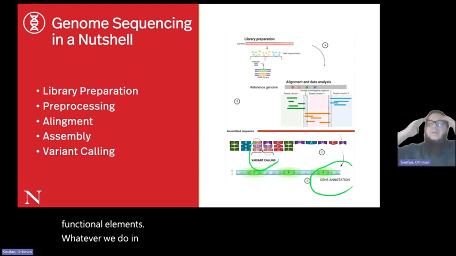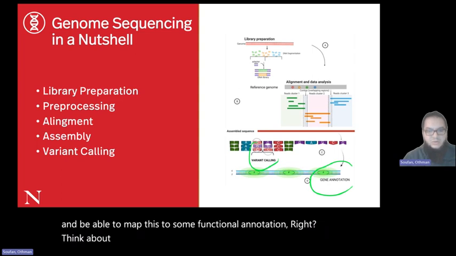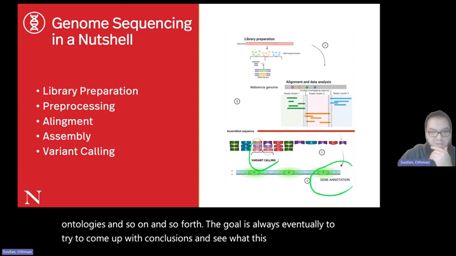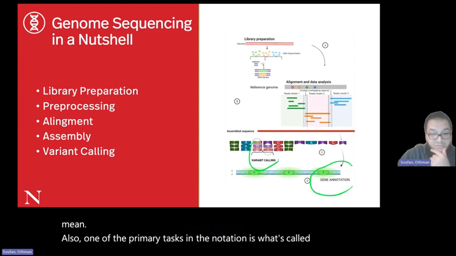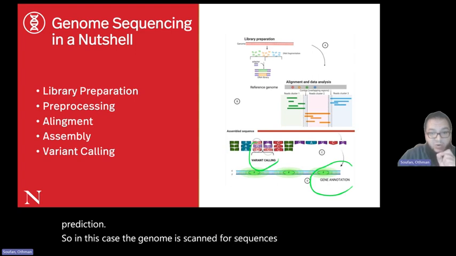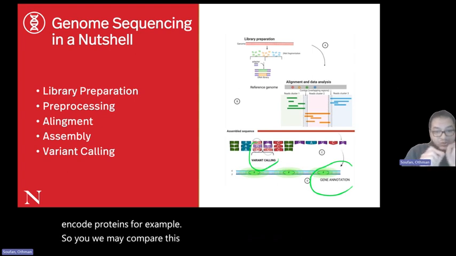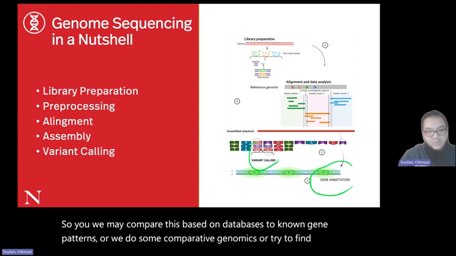Whatever we do in bioinformatics, by the end, we want to be able to map this to some functional annotation, right? Think about enrichment analysis we looked into before, or gene ontologies, and so on. The goal is always eventually to come up with conclusions and see what this whole thing means. Also, one of the primary tasks in annotation is what's called gene prediction. In this case, the genome is scanned for sequences that likely encode proteins, for example. So we may compare this based on databases to known gene patterns, or do some comparative genomics, or try to find some evidence, and so on.